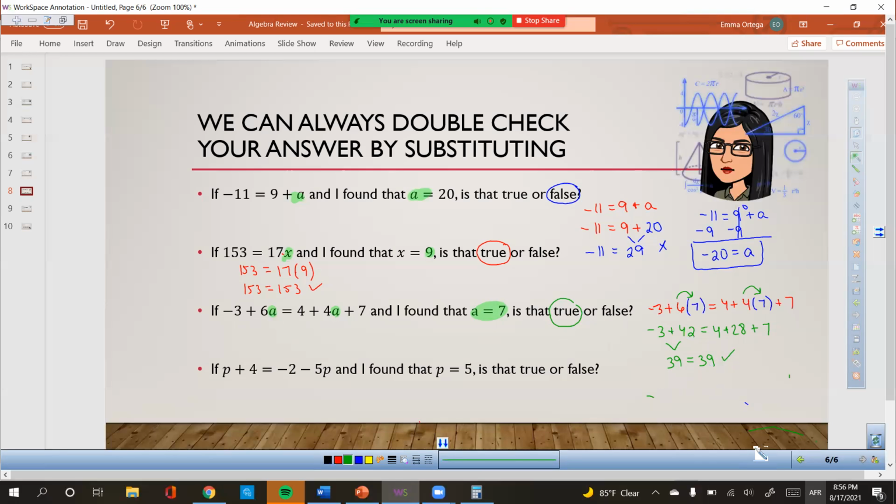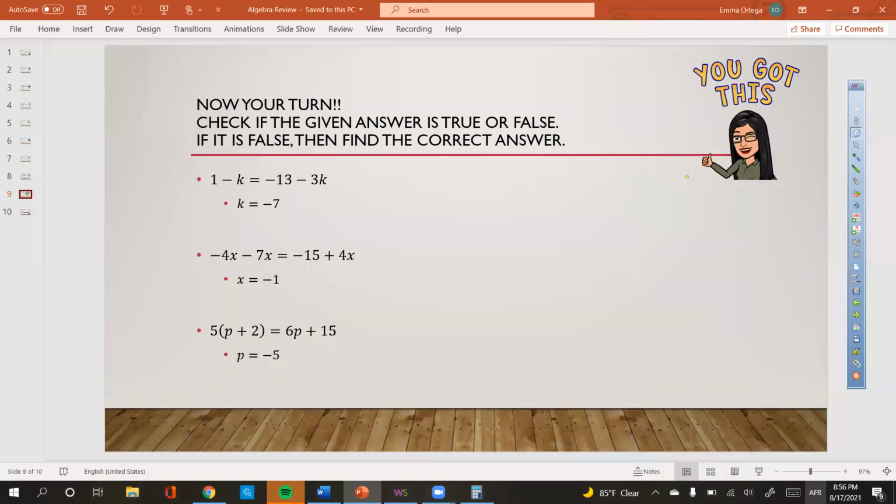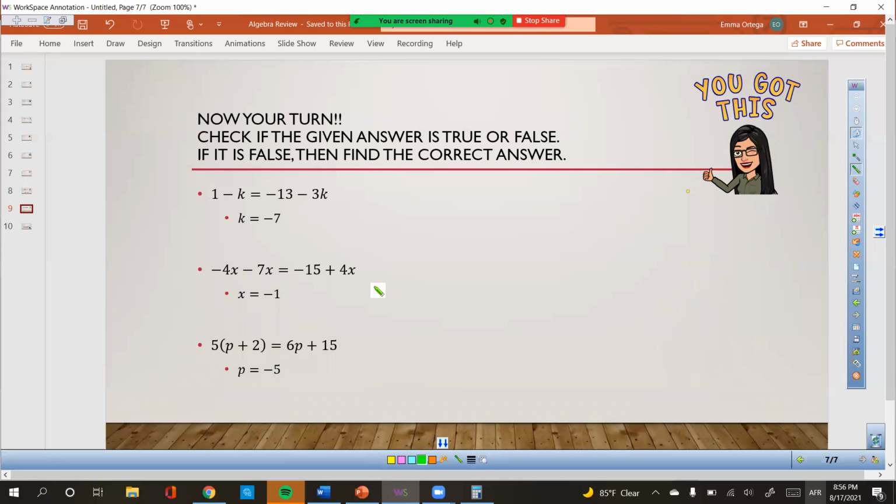All right. I'm going to go ahead and skip the last example because I want you guys to try these 3 problems right here. Again, you have the equation up here on top, and this is the answer that I'm giving you. Let me know, is it true or false? Does K equal 7 on this one? Does X equal 1 on this one? And does P equal 5 on this one? Go ahead and double check it on your own.